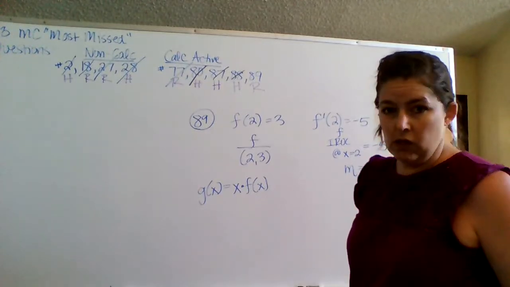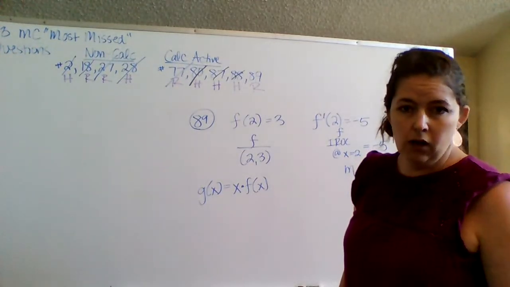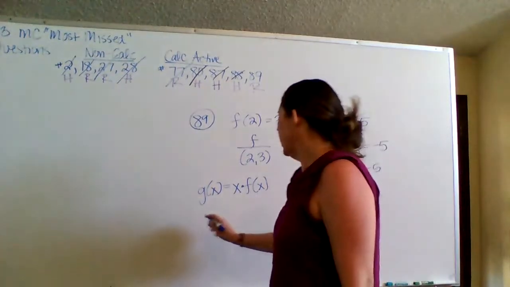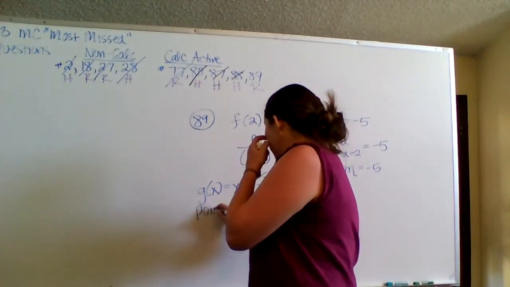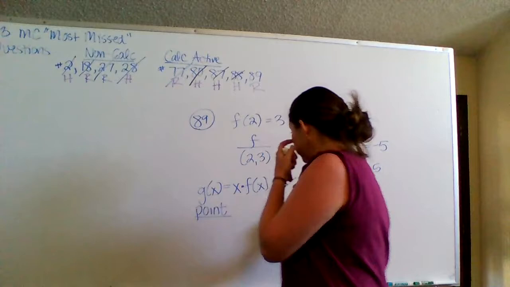Oh, we want to find an equation of a line. What two things do we need? Mr. Herney, what two things do we need to write an equation of a line? A point and a slope. All right, and it's the equation of a line for g.